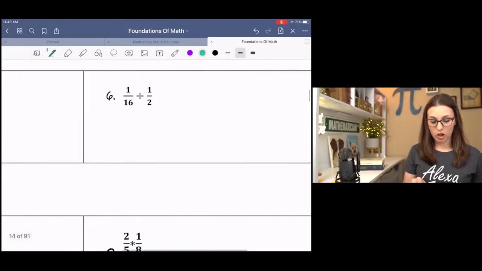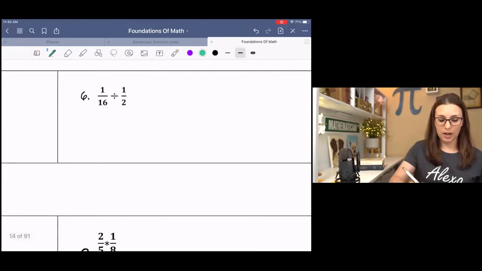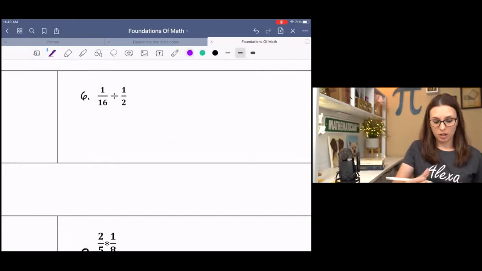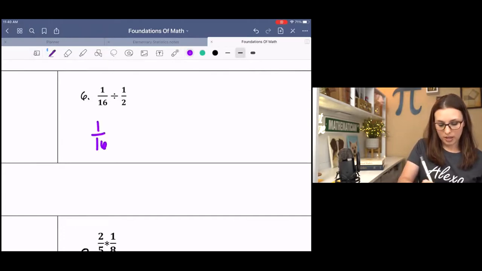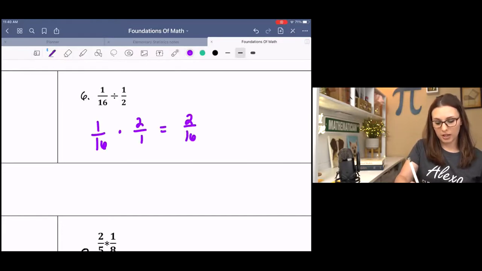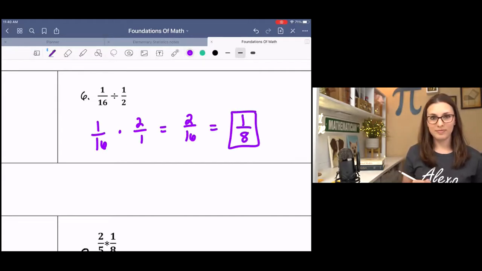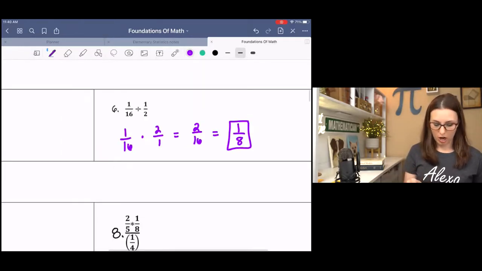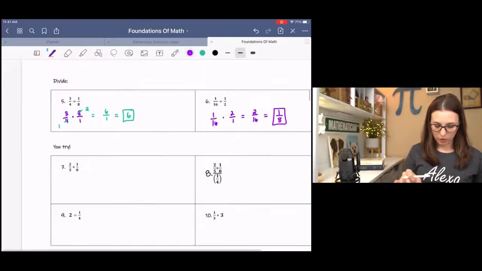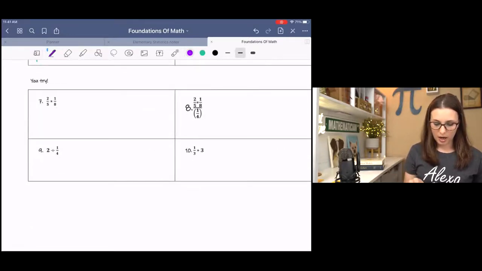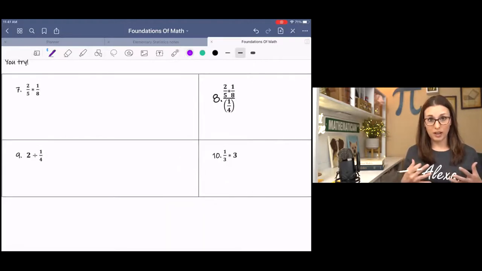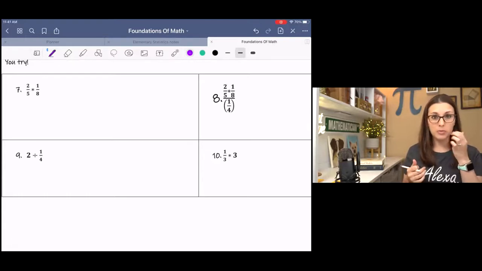Next one, you try and come back, see if you get the right answer. You should get 1/16 times 2 over 1, which is 2 over 16, and that reduces to 1/8. Not too shabby. Okay, we have some fun ones down here. This is kind of an exercise for you to get some practice, ungraded practice. So go ahead and pause it and try these problems. Do the best you can, and then come back and check your answers.